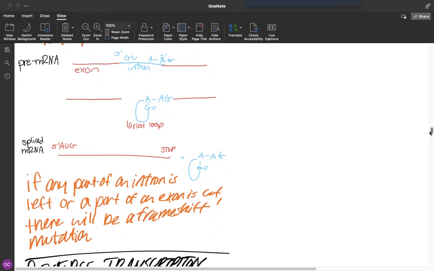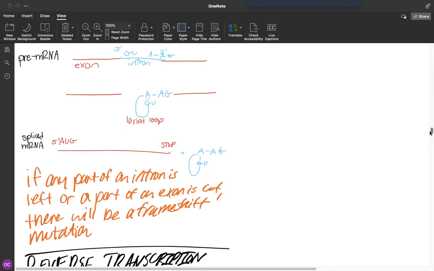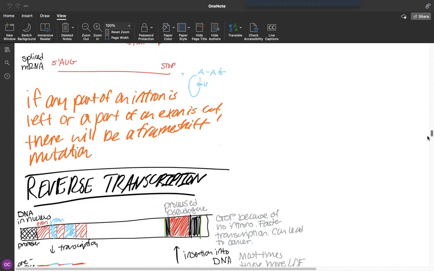And again, it's critical that this area be conserved, be accurate. Otherwise, there could be a frame shift mutation if a part of the intron is left in the sequence, or if a part of an exon is cut, for example. Then, of course, the sequence of nucleotides and corresponding codons is completely messed up. So you'd have a frame shift mutation resulting in a non-functional protein.